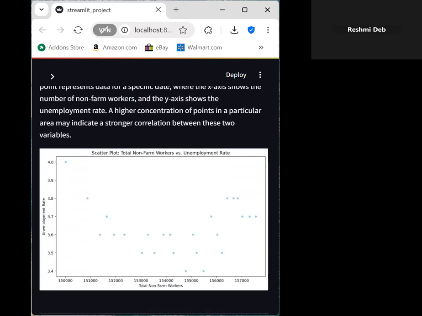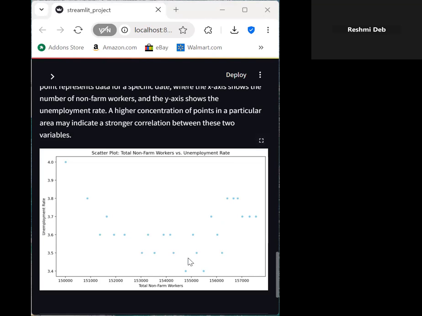Next, we move on to the scatter plot. In the scatter plot, I can see there is no clear correlation and no strong linear relationship between the two variables. I have plotted the unemployment rate against the total non-farm workers, and it shows there seems to be a cluster of points at the 158,000 mark. The cluster doesn't have a clear trend in the unemployment rate, and the unemployment rate seems to vary between 3.4% and 4.3%.